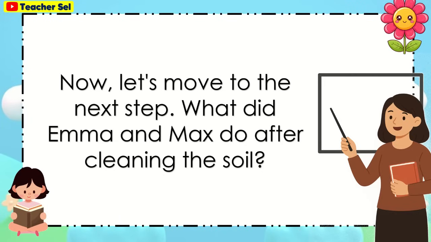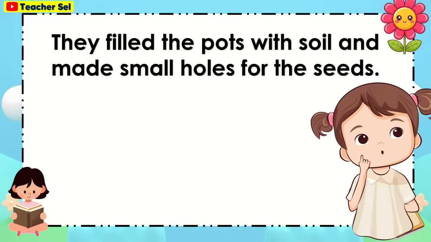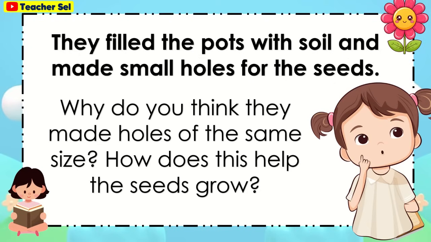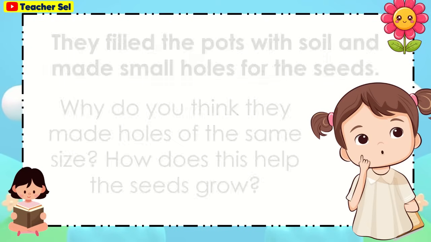Now let's move to the next step. What did Emma and Max do after cleaning the soil? They filled the pots with soil and made small holes for the seeds. Why do you think they made holes of the same size? How does this help the seeds grow?